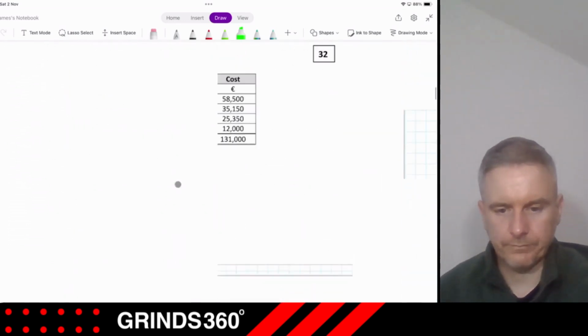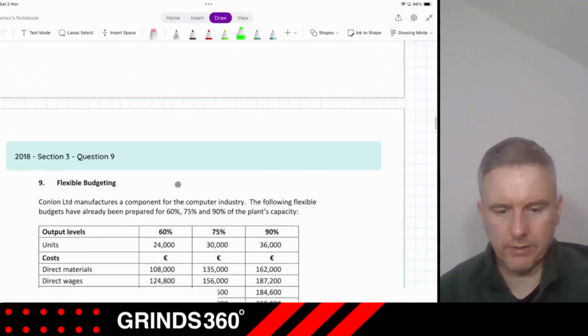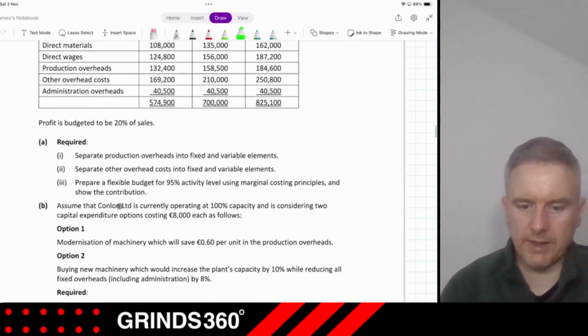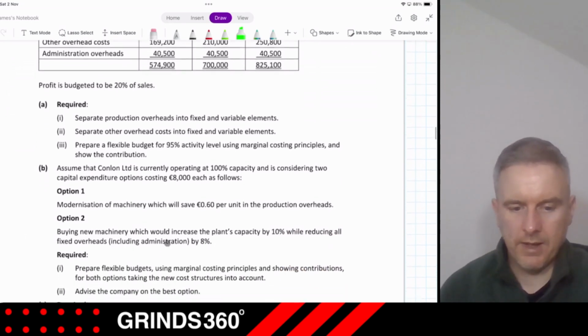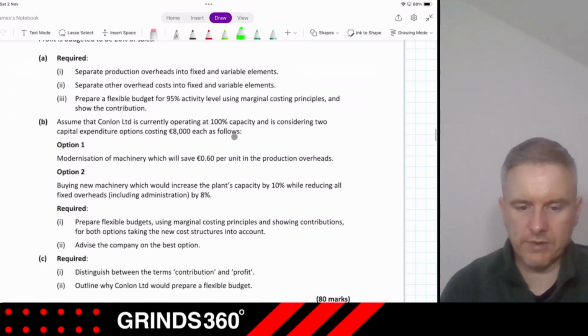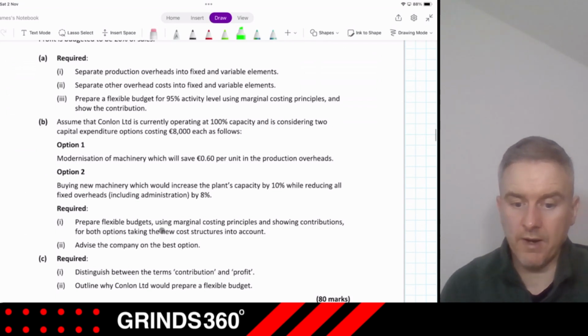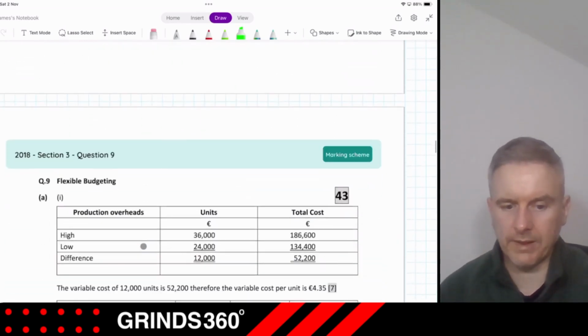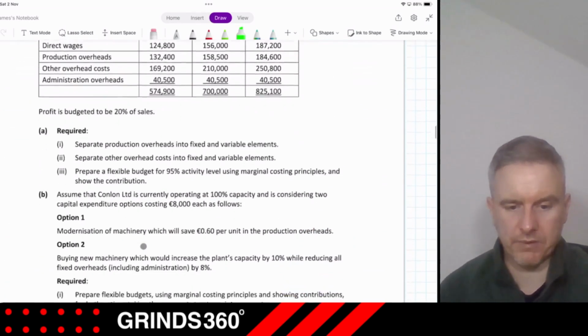And then if we have a look in 2018, same idea again. They bring you into marginal costing questions here, all right? So this sensitivity analysis or cost volume profit analysis. And then if you look, they're giving you 2 options, and then prepare flexible budgets using marginal costing principles and showing contributions for both of these options. So there's a bit of time on that, okay? And then you have to advise the company on the best option. So just be careful with that when you're picking your question. That may have been more time consuming than people thought it was going to be.